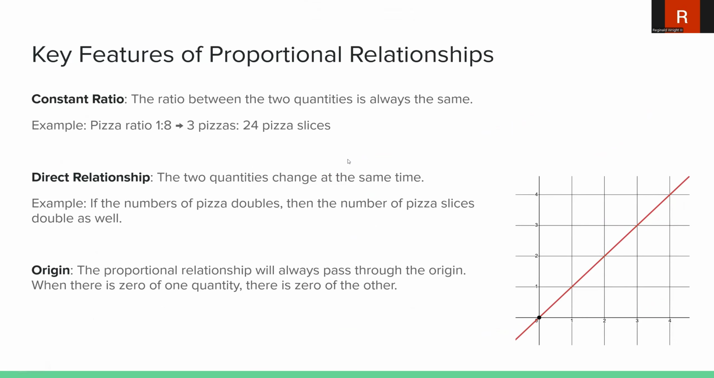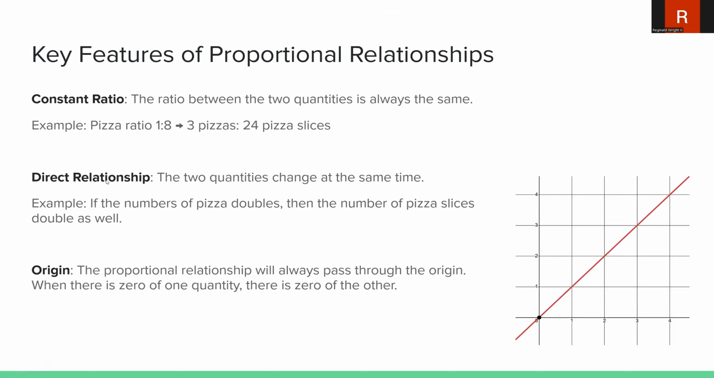So first, let's go over some key features of proportional relationships. We know that the ratio is constant, meaning if, for example, we have one pizza, we know that has 8 slices. So if we have 3 pizzas, it's going to have 24 slices. The ratio is the same.